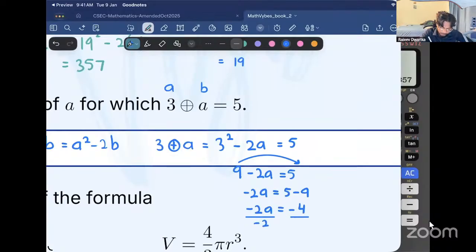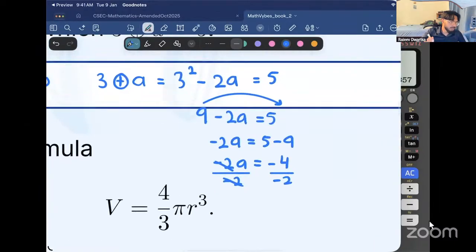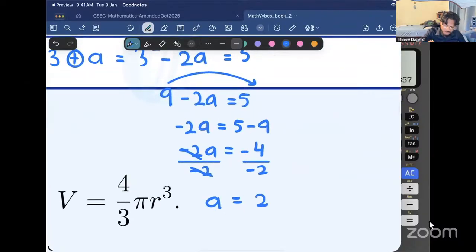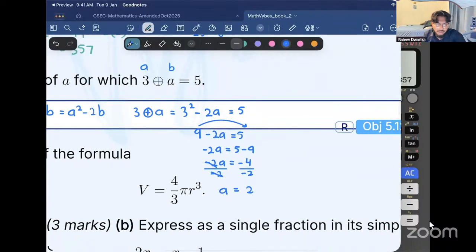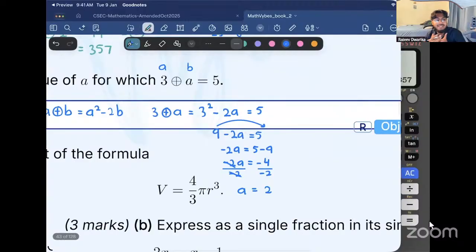We have to divide both sides by minus 2 because I want to find A. And so what is minus 4 over minus 2? A is equal to 2. A is equal to 2. That's correct. It wasn't bad, right? And this is probably the hardest way they could bring binary operations, if I had to say. Seriously? Okay, nice.